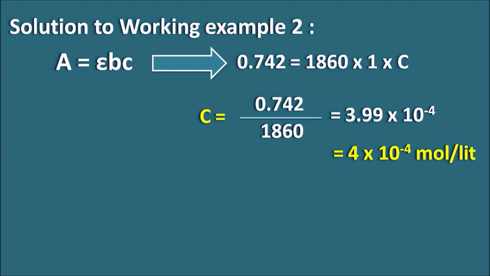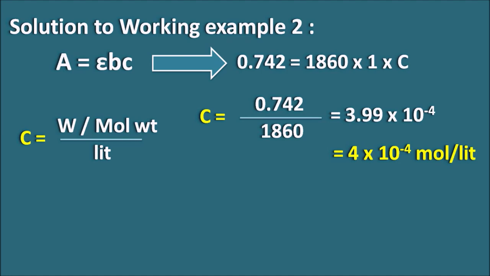So this is not the end of the solution. Now we have to convert this moles per liter into gram per 100 ml. In order to do that, we should know the definition of molarity. When the concentration is measured in molarity, the concentration is equal to weight by molecular weight, which is nothing but the number of moles of the sample, whole by 1 liter of the solution.